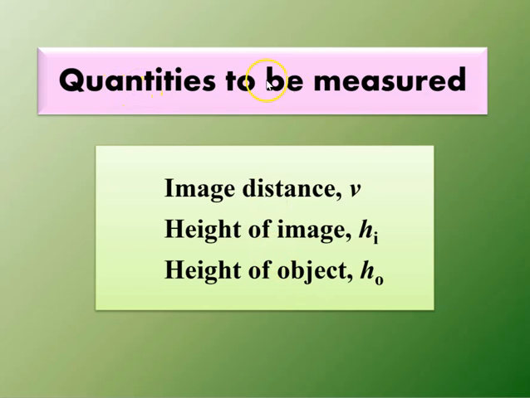So the quantities to be measured for this experiment: you just have to measure the image distance, height of image, and height of object. Height of object will be a constant, but as we change the object distance, the image distance and height of image will vary. So you have to collect this data and tabulate it.